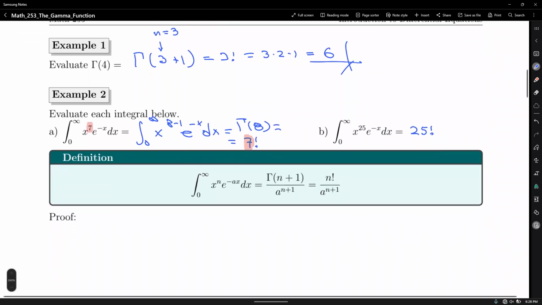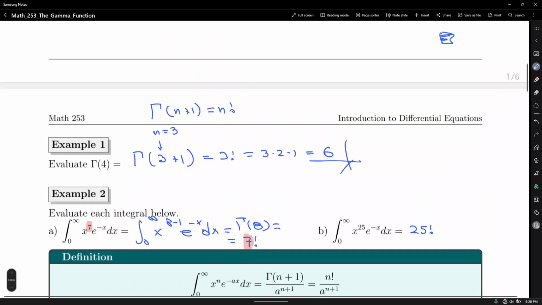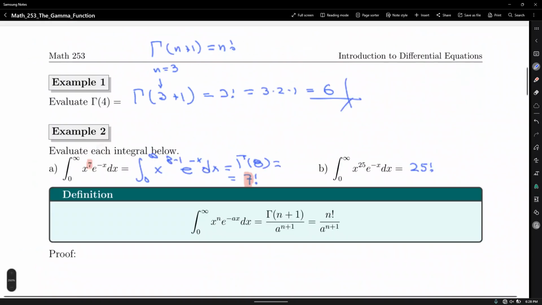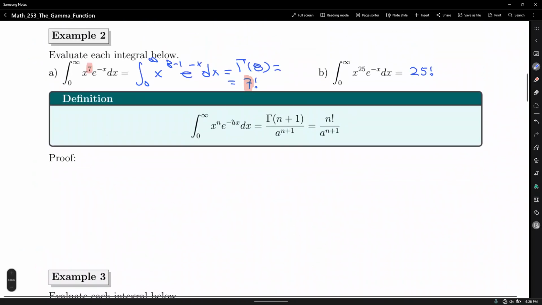Let me show you another definition involving the gamma function. Guys, this is the very introduction to the Laplace transform. All right, so the integral from 0 to infinity of x to the n e to the negative ax. Actually, what's the difference? This time we have not only e to the negative t, so we're coming up with a form where the exponential has a coefficient other than just negative 1. All right, let's prove this result.